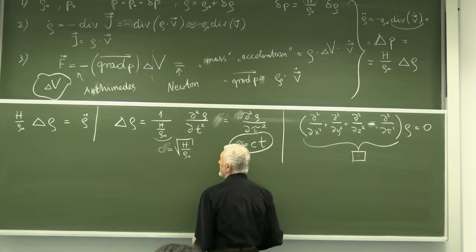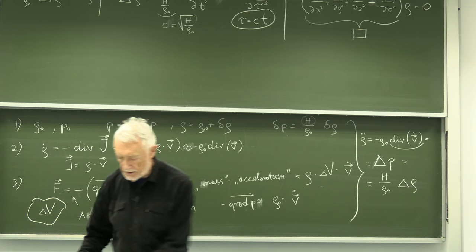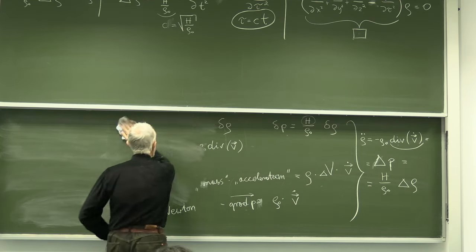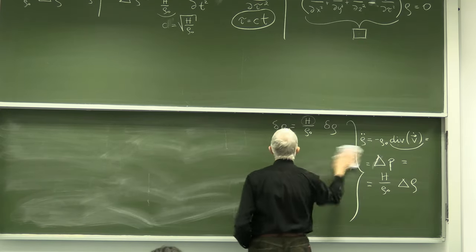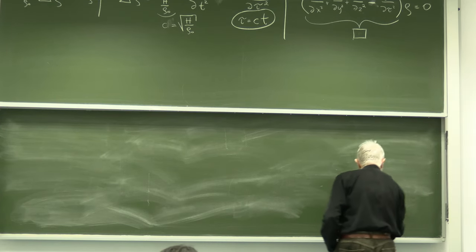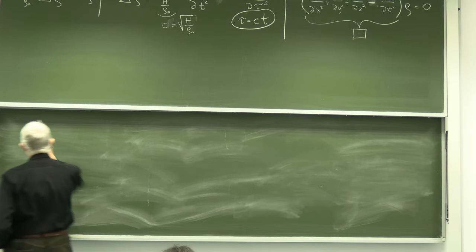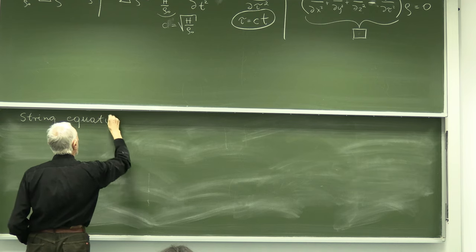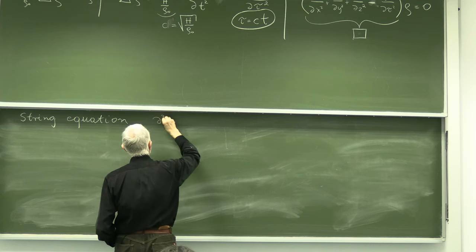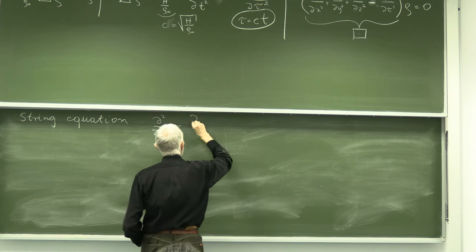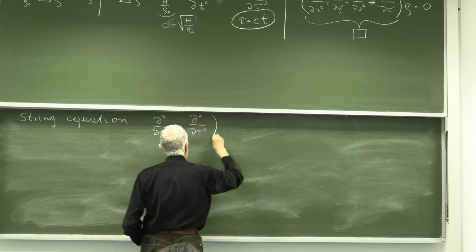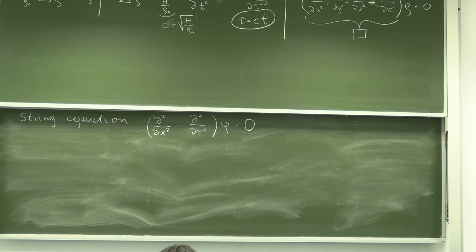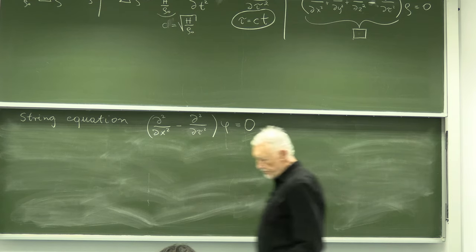Okay. So now let us switch to mathematics. I am going to discuss, and I will begin with the string equation because it is simpler. Okay, so d2 over dx squared minus d2 over d tau squared phi is equal 0. And we are going to discuss the properties of solutions, how many of them, and so on and so on.